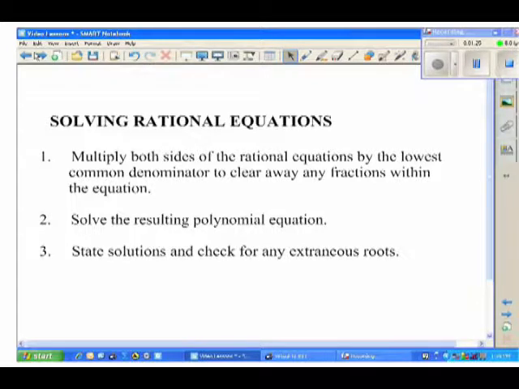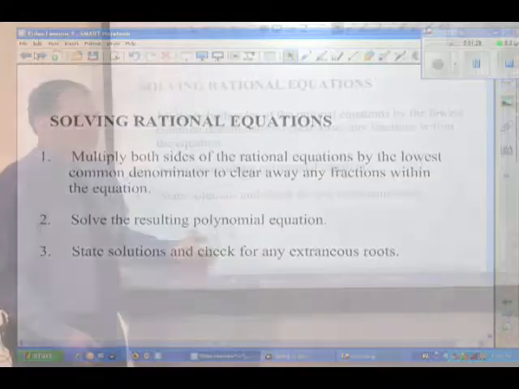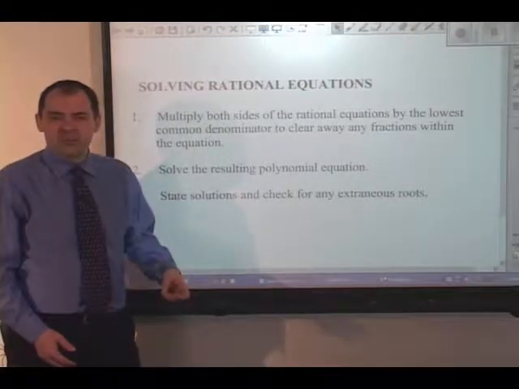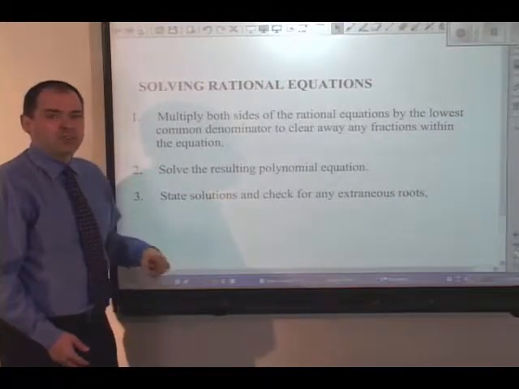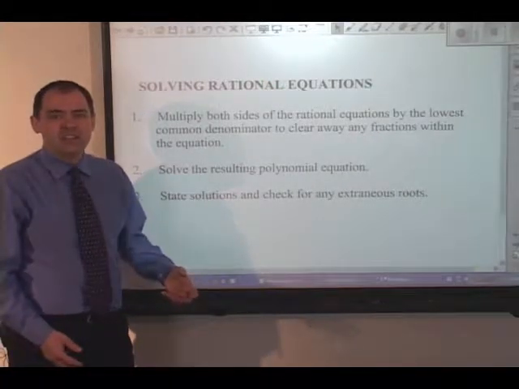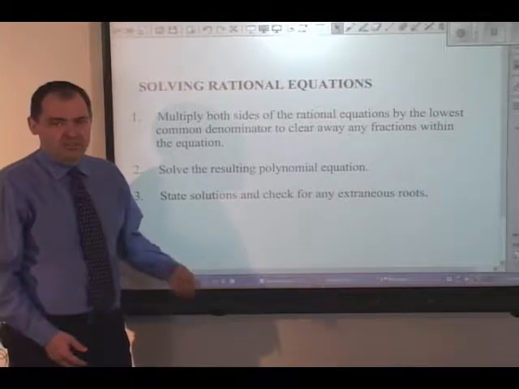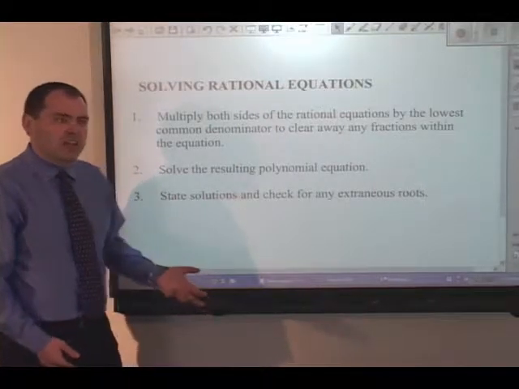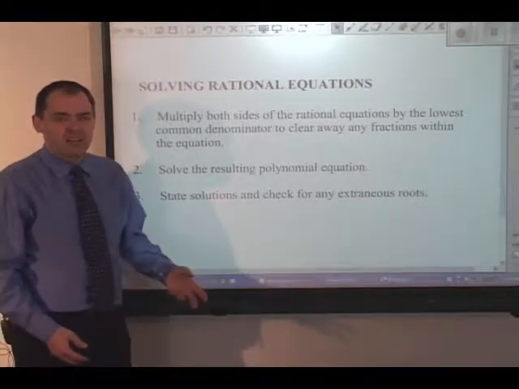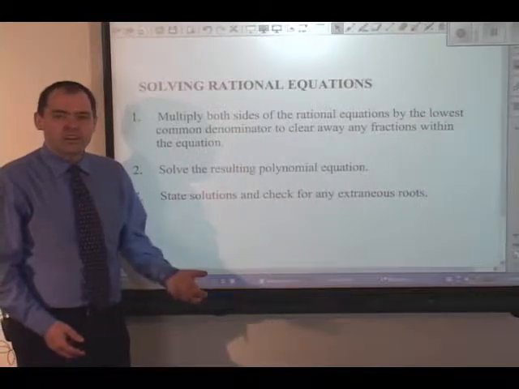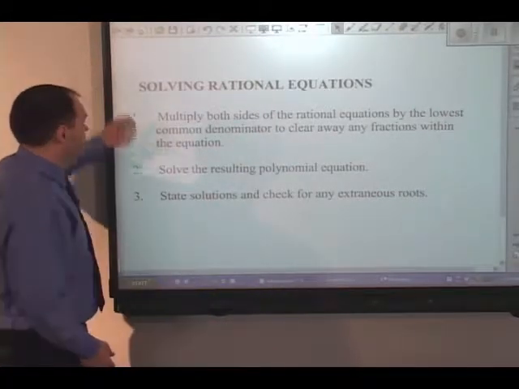We then solve the resulting polynomial equation, because we know polynomial equations are easier to solve, and then we state the solutions, and we check for any extraneous values. Keeping in mind that if we have variables in the denominator, we have to be sure that those variables aren't causing the overall expression to be 0 in the denominator, which means they're undefined. So we'll have to check for those and perhaps reject some solutions. The solutions that we might need to reject are called extraneous roots.